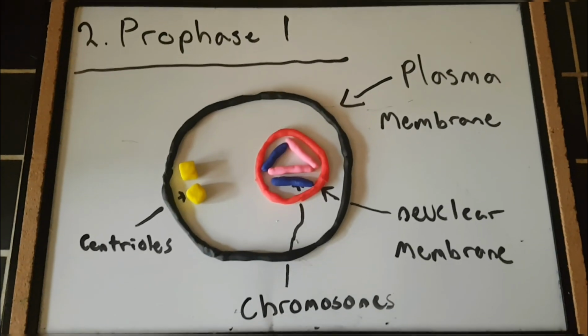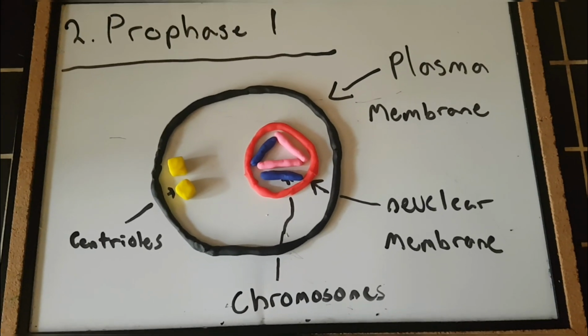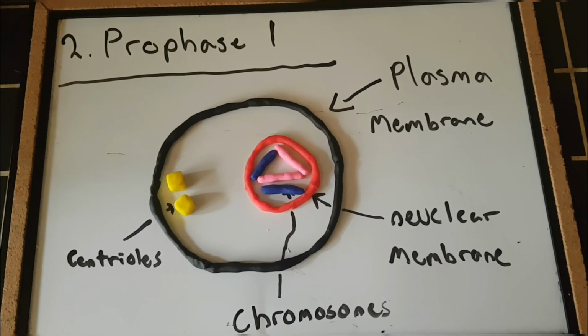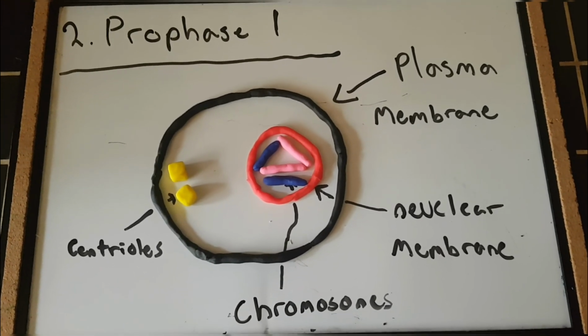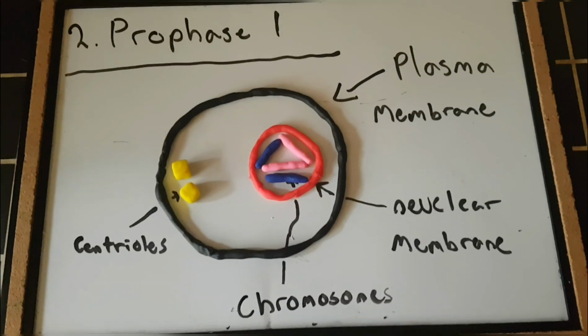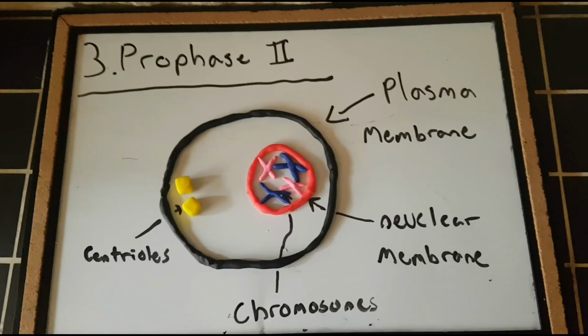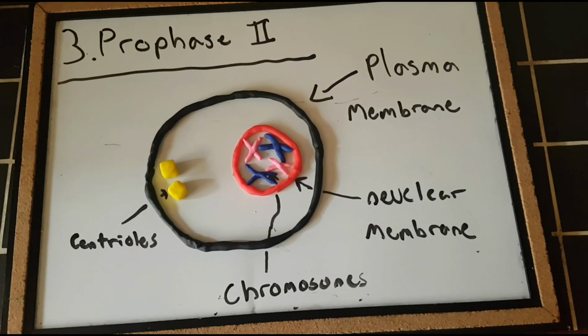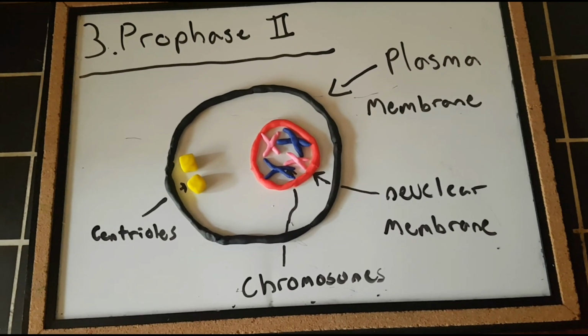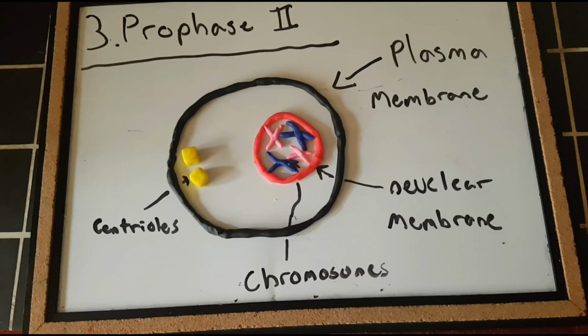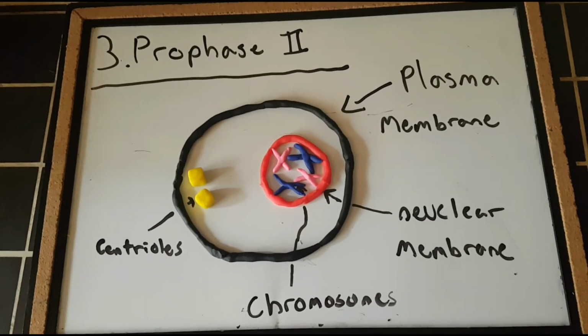During the second stage of mitosis, prophase 1, the chromatins start to form into chromosomes. The chromosomes are represented by the blue and pink structures inside the nuclear membrane. During the third step of mitosis, prophase 2, the DNA was duplicated during interphase, so the chromosomes take an X-like shape with 2 identical sister chromatids.